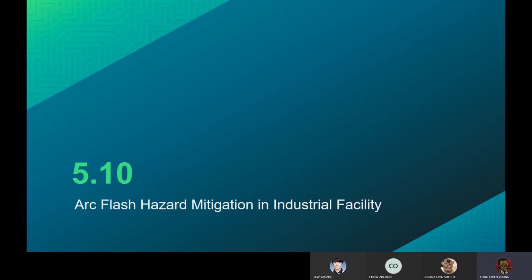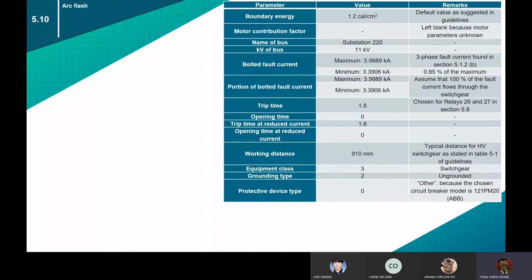So in 5.10, we investigate the arc flash hazard in the industrial facility. Based on the table, we just fill in the values in the Excel spreadsheet, and the values are derived from the IEEE specifications. For instance, since it's a high voltage switchgear, we use a working distance of 910mm. And equipment class 3 because it's a switchgear, and the protective device type is 0 because the chosen circuit breaker model is not listed in the Excel spreadsheet.